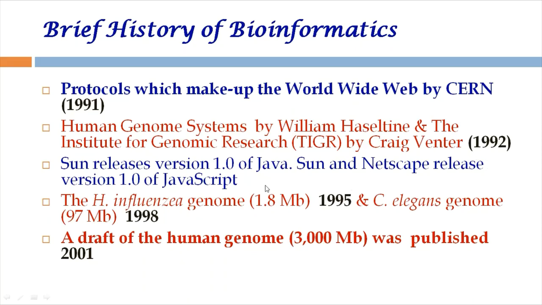So by 1992, more data accumulated, and exactly at that time we had a beautiful language called Java released by Sun Microsystems, and Netscape released JavaScript version 1. And then by 1998 we had the influenza genome and the C. elegans genome sequence, and in 2001 the first draft of the human genome was sequenced. Now you see, this first draft of human genome sequencing came by the Sanger sequencing method, right? Not NGS methods. However, we had the sequence by 2001, and the rest is history, all right?